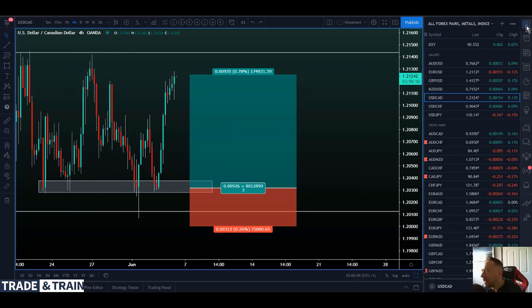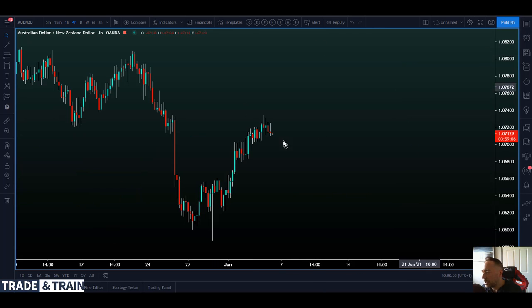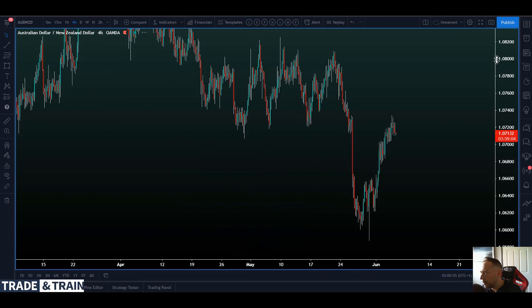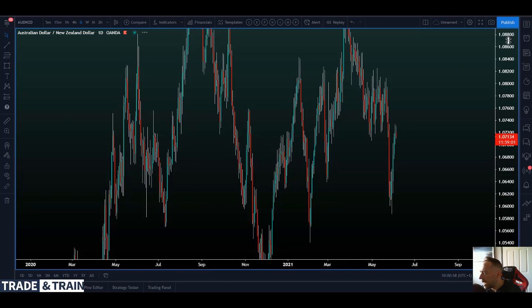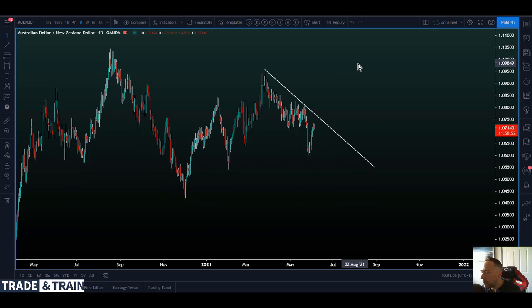Yes, something you could potentially look at is Aussie Kiwi. Now, we're interested in Aussie Kiwi because, well, if I just look at the daily, you can see this kind of momentum to the downside that's going on with Aussie Kiwi in this section of price action here.